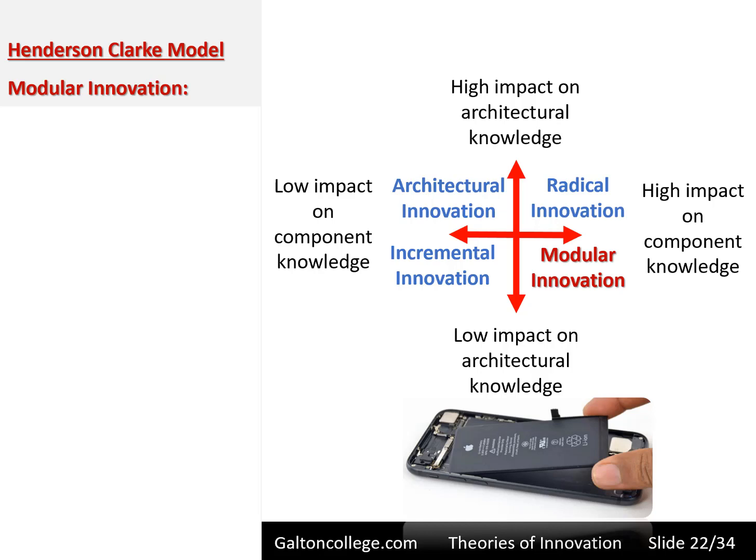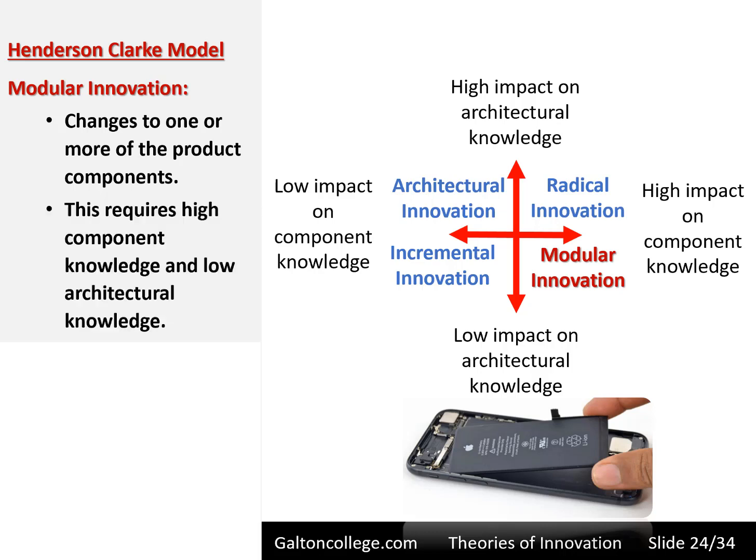Still has the same functionality. It still does the same things. Just one of the components has been improved. So it's modular innovation. The overall system hasn't been changed. Change to one or more of the product components. This has been modular. So the product has been improved. It's got more functionality. This requires high component knowledge and low architectural knowledge.